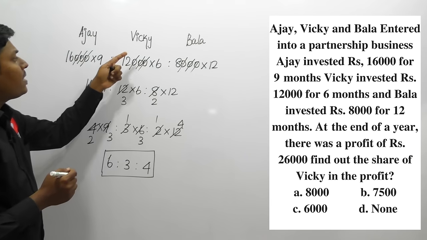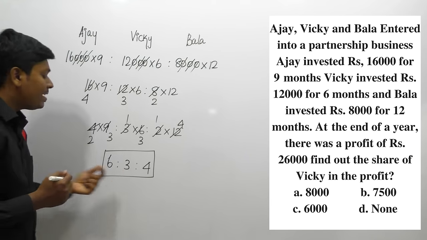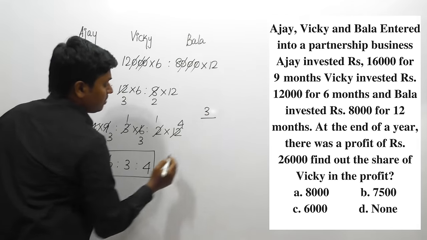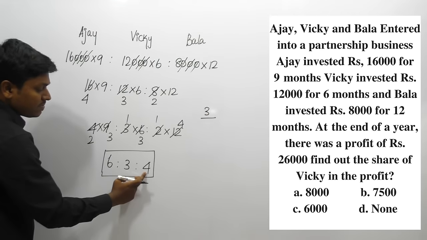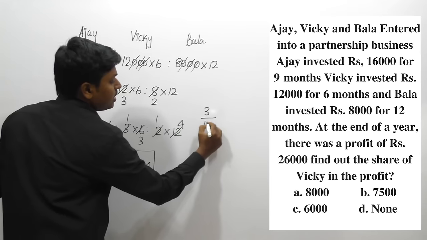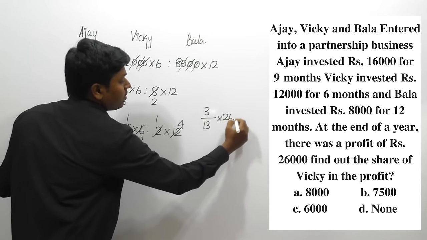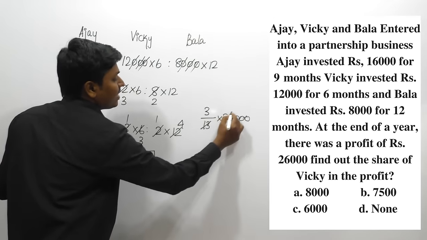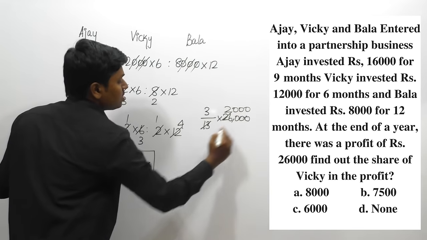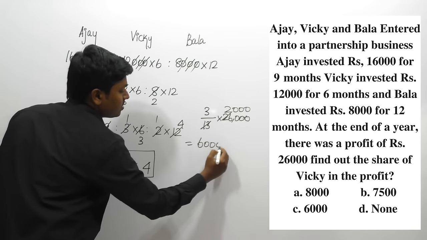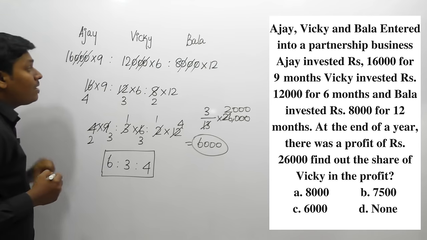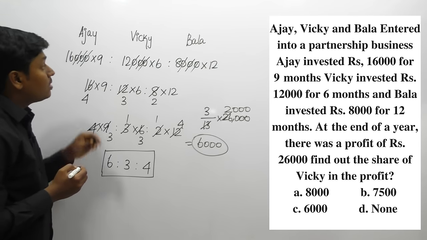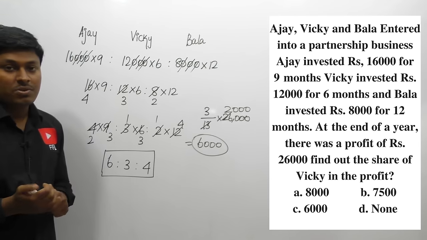So our target is to find what is the share for the person Vicky, right? So Vicky is 3 parts, 3 divided by, I think the total will be 6 plus 4 will be 10, 10 plus 3 will be 13. So 13 into, and the total profit will be 26,000. When we cancel this, this will be 2000. So 2000 into 3 will be 6000. So friends, finally we have calculated the share from the profit for the person Vicky will be rupees 6000.